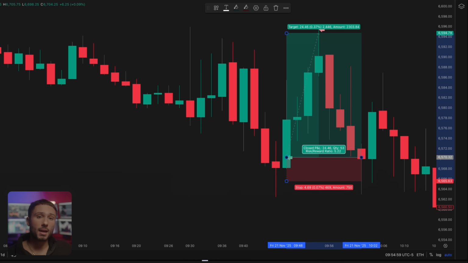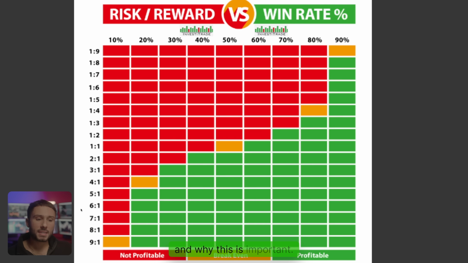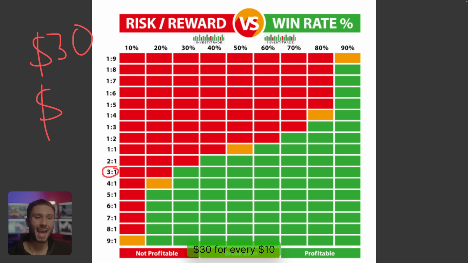And this is why understanding order flow and how it enables us to get better confirmations with higher probability setups that just offer great risk to reward ratios if we enter in that moment that we're spotting the specific confirmation pattern. And why this is important. Let's just say we have a 3-to-1 risk to reward ratio, which means we are going to win $30 for every $10 that we risk, giving us a 3-to-1 risk to reward ratio. By doing so, we can have a 30% win rate right here, yet still come out profitable.